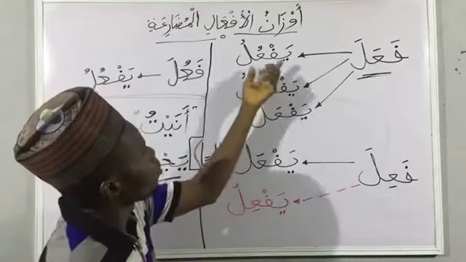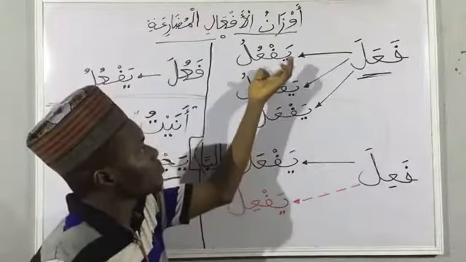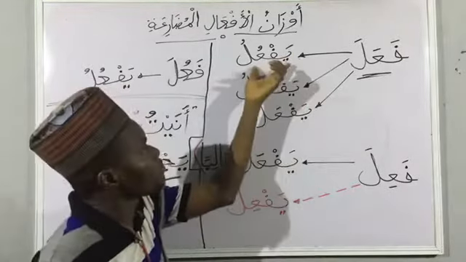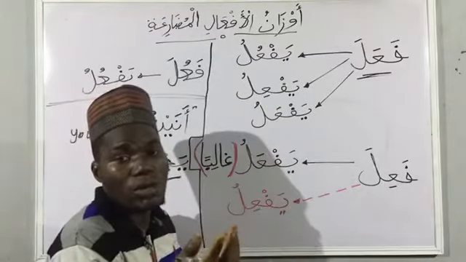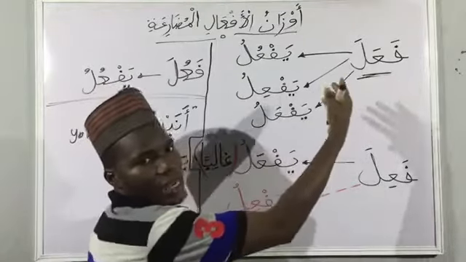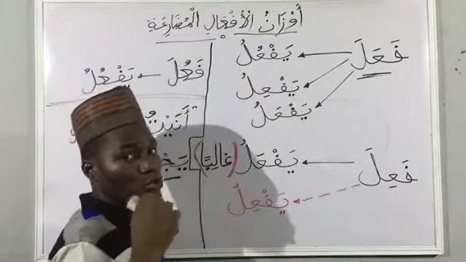So yef'ulu, that is the first form. This is many in the scale of fa'ala. So the first form is yef'ulu. Example, kharaja yakhruju. You can see kharaja is fa'ala. So the mudari is what? Yef'ulu, yakhruju. So that's an example.